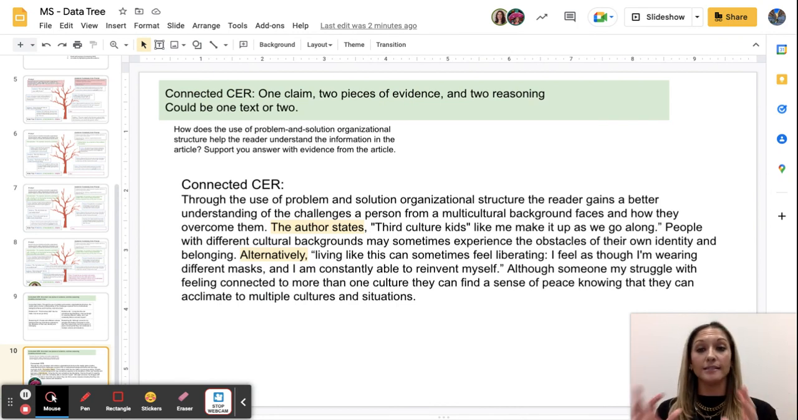So this is just the next step in building that essay, but we have to start crafting how we connect this evidence so that it makes sense and there's a logical progression.